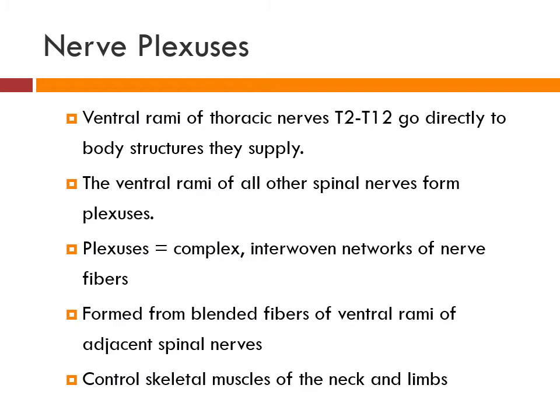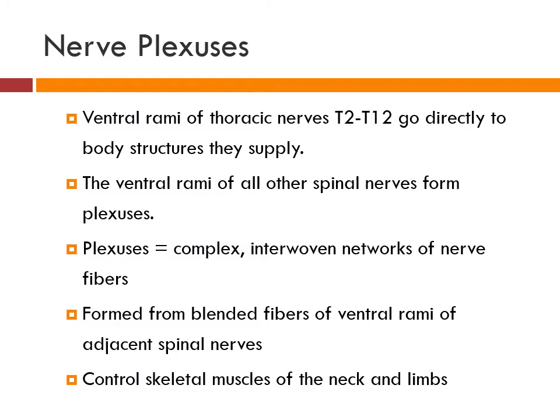So we talked about the spinal cord and we talked about the spinal nerves. So now we're going to look at peripheral nerves. And our peripheral nerves develop into nerve plexuses. The ventral rami of thoracic nerves T2 to T12 go directly to the body structures that they supply. They do not go into a plexus. The ventral rami of all other spinal nerves do form plexuses.